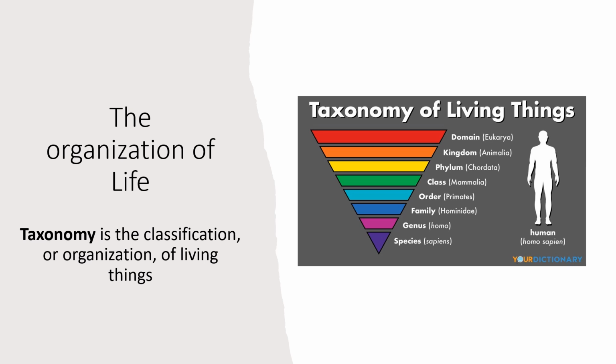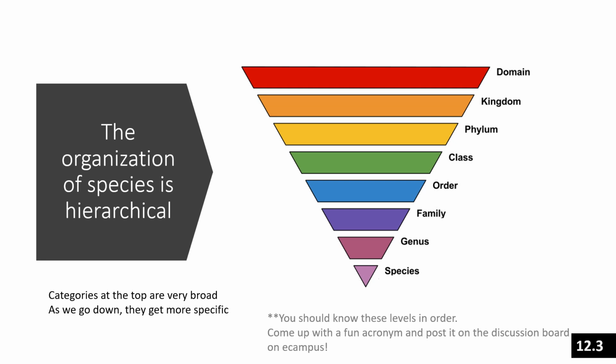As humans, we love to categorize and define things. So we have sorted living things into a classification system. We call this process of organizing living things taxonomy. The organization of species is hierarchical.